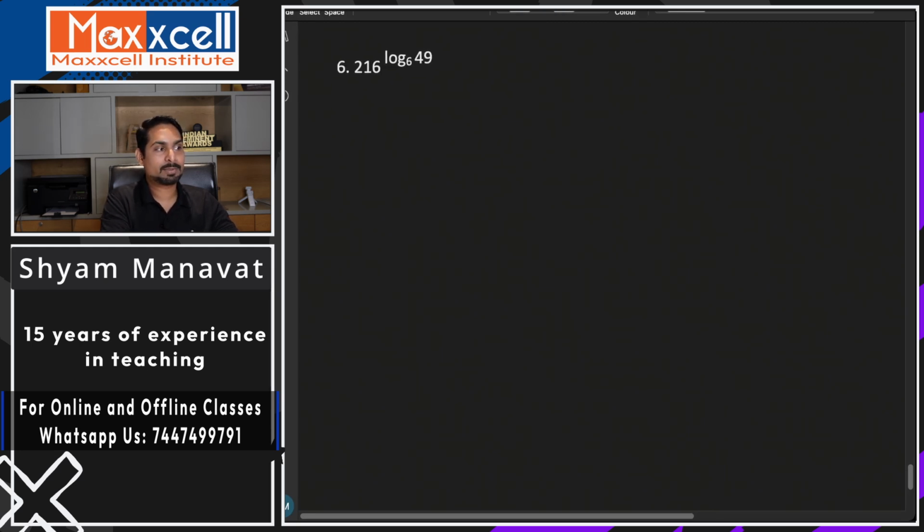Now here, which property are we going to apply? When the base of the number and the base of log are the same, then we can write this directly as m. But do you see that happening here? This is 216 and here the base is 6. So first of all I need to make this value 6. How do we make this 6? We will write 216 as 6 cube, and log of 49 base 6 as it is.